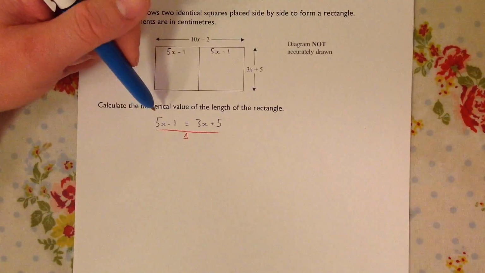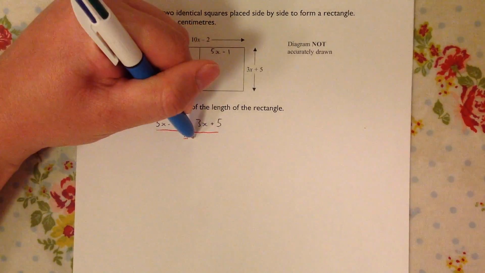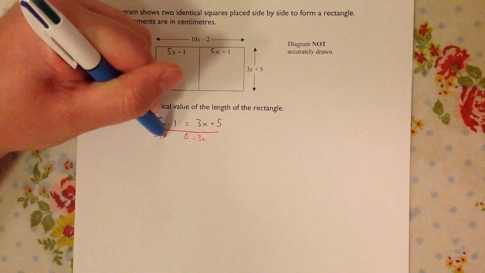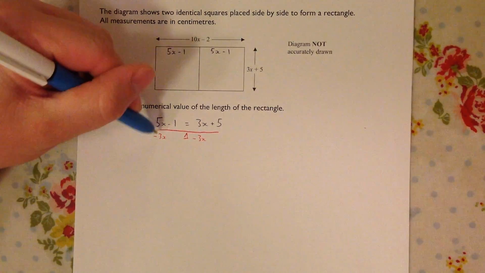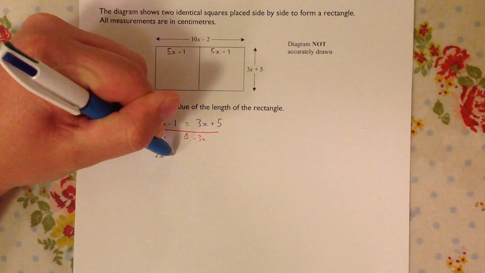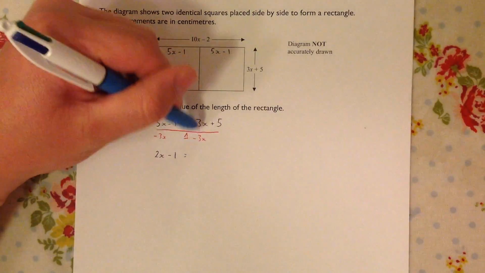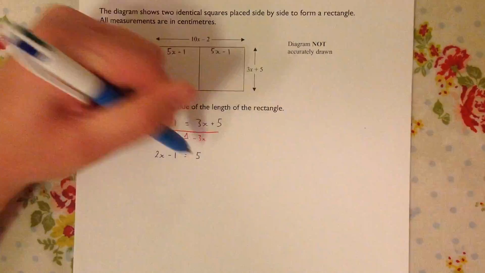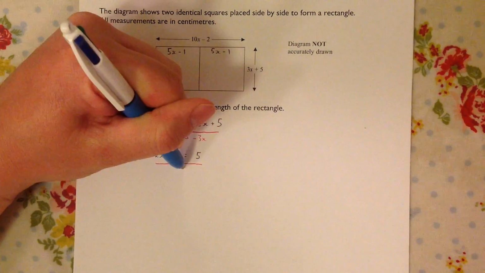So, solving this linear equation, I've got x's on both sides, so I'm going to eliminate the lower amount. So I'm going to take away 3x's, but I'm going to do that to both sides, otherwise it's not going to be balanced anymore. On the left-hand side, I've got 5x subtract 3x, which is 2x. I haven't touched the subtract 1 yet, so that's still there. On the right-hand side, I've got 3x subtract 3x, which is nothing, they're eliminated, and I've still got this positive 5. And I've still got a lovely balanced equation because I've done the same thing to both sides.